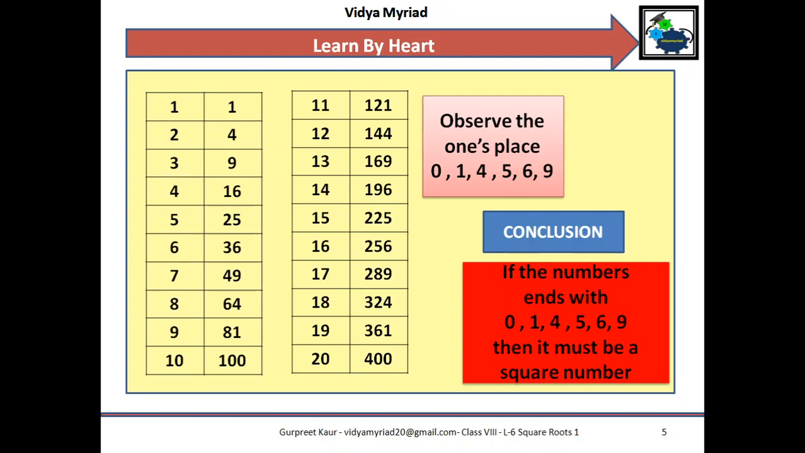Sometimes it happens that you are given a number and, without solving it, you are asked to find out whether it is a square number or not. So you have to just look at its ones place. If it is 0, 1, 4, 5, 6, 9, then it can be a square number.